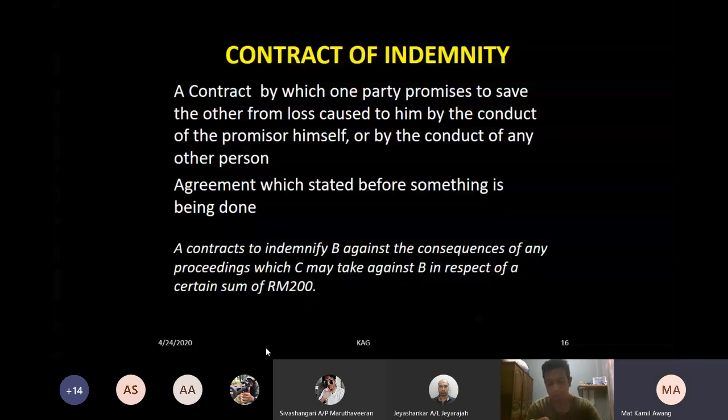A real example is that you buy car insurance, accident insurance. You have a car, and you buy an insurance. Let's say you are involved in an accident and you have to pay the person you hit. Say you drive a car, you hit someone, and you have the insurance. So the insurance company will pay for the damages that you caused. So that is actually a contract of indemnity. Clear?